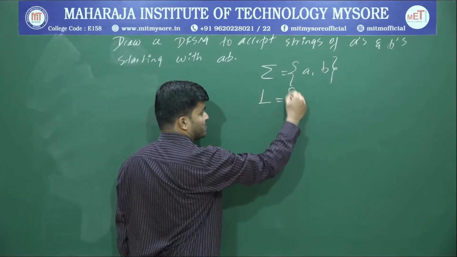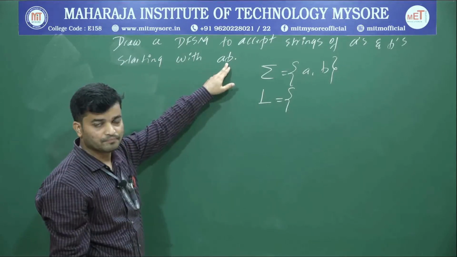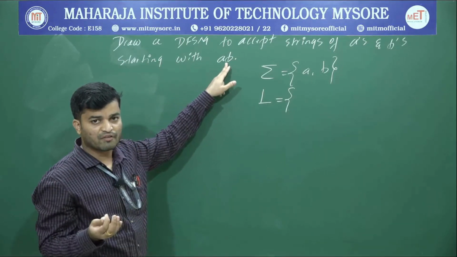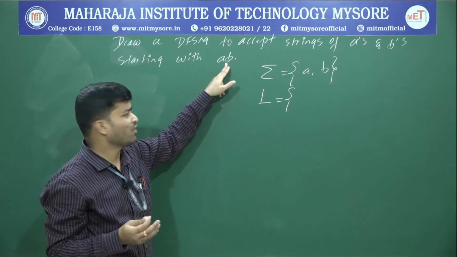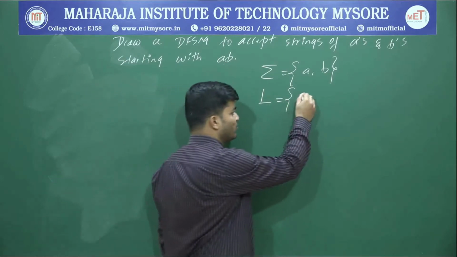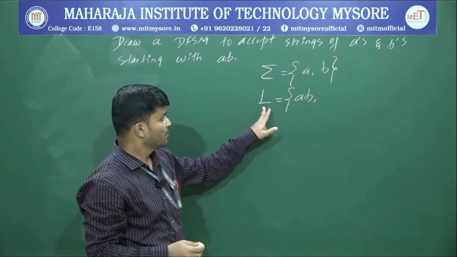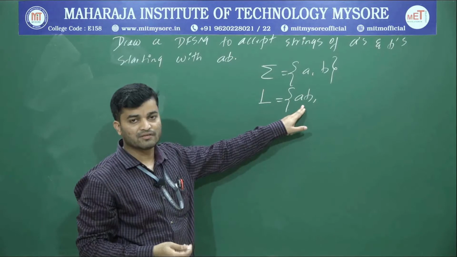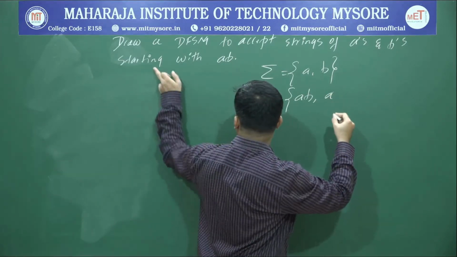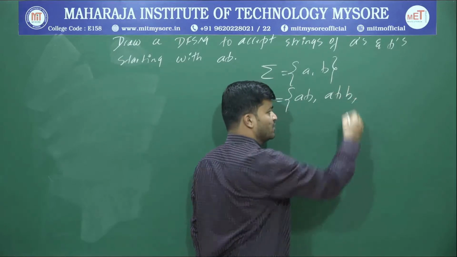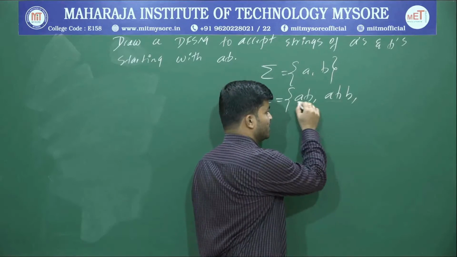So the language is strings starting with AB. You can form any number of strings, and all those strings must start with AB. That is our requirement. In the worst case, you will get the string AB. Next, I can form strings starting with AB. In each and every string, it should start with AB. That is our requirement.